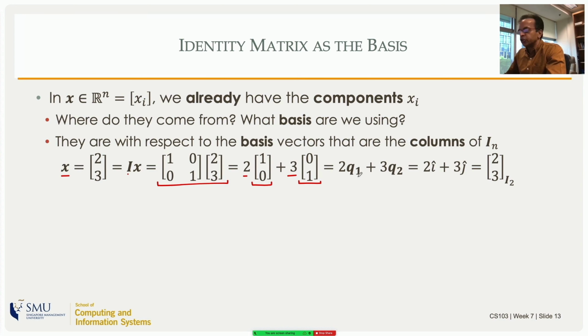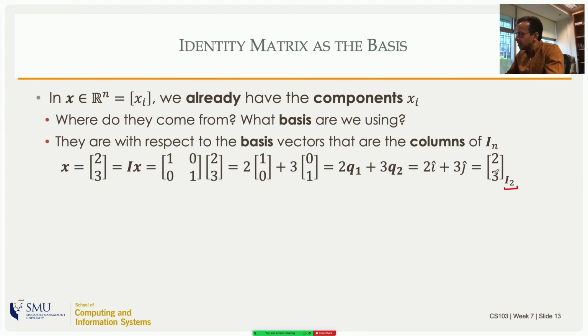We will call the first one Q1 and the second one Q2. Those are the unit vectors, normalized and orthogonal vectors. And in physics, they are actually called i and j. Once you have this, 2 times Q1 plus 3 times Q2, that is a linear combination of Q1 and Q2, and that gives you the original vector 2, 3. And if you want, you can specify that that vector is in the basis I in 2 by 2. That is what the subscript means.